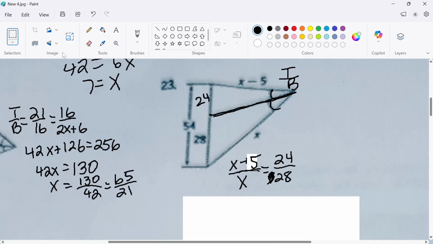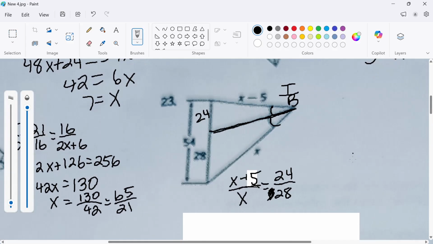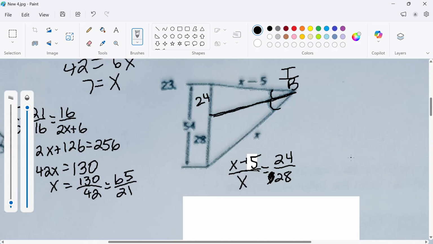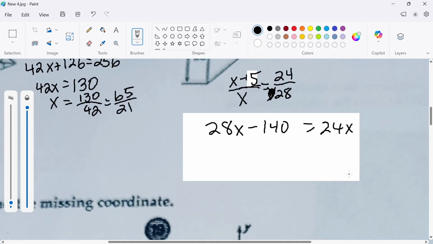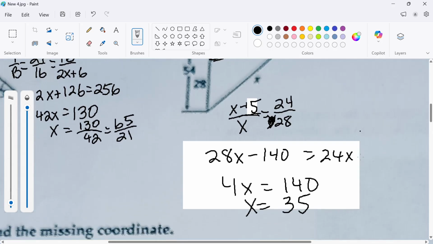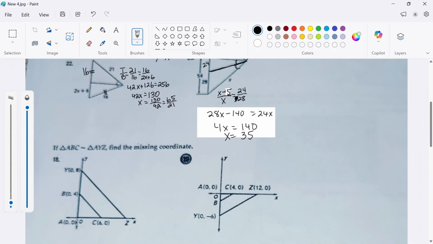It didn't look right just because of the way it's drawn, but then I noticed x minus 5. All right, 28 times x minus 5 is 28x minus 140. Yeah, 140 equals 24x. Now I will subtract 24x from both sides. 4x equals 140. x equals 35. That looks better. Okay, x is 35. All right.